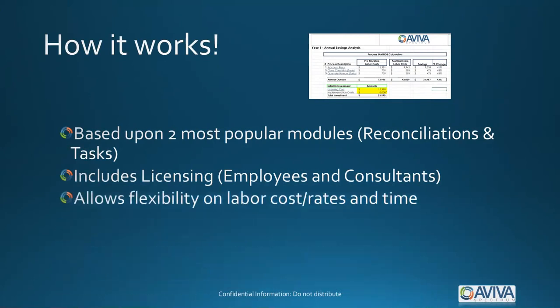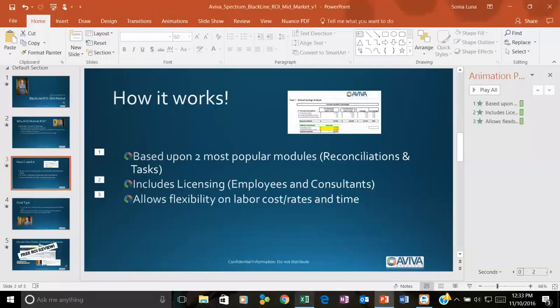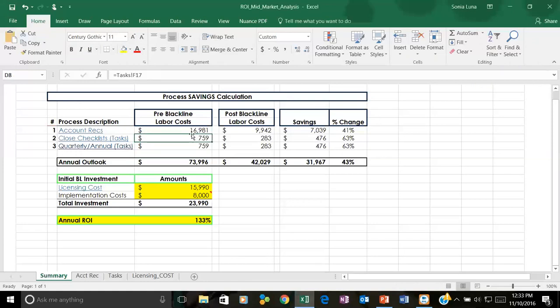This model really truly allows you a lot of flexibility for your own environment when it comes to the labor cost rates and yes, even time. So let's take a look at the Excel spreadsheet here, our template. Here you'll see a summary, account rec tab, tasks, and then the licensing costs.